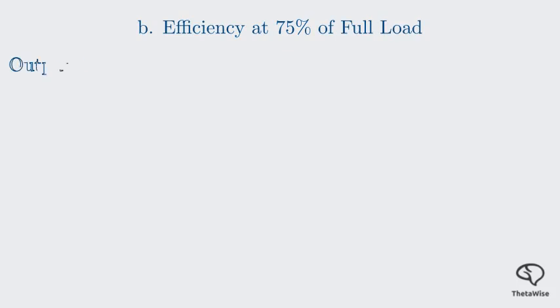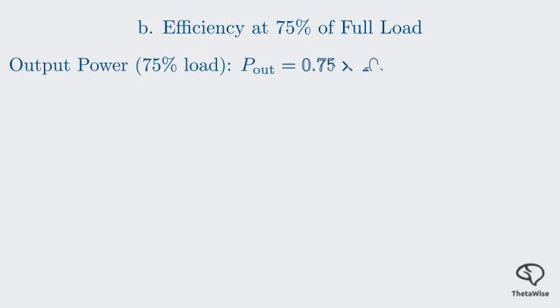Now let's calculate the efficiency at 70% of full load. The main difference here is how we treat the losses. First, the output power. It's 70% of the full load output power we calculated before. So 0.75 times 40,000 watts gives us an output power of 30,000 watts.